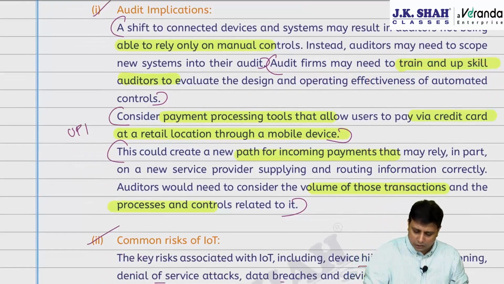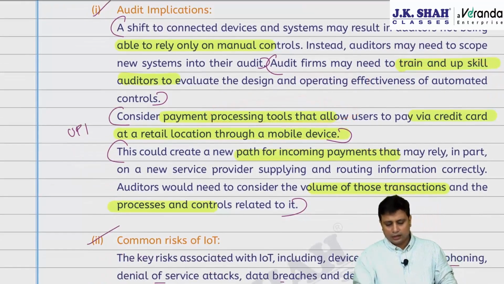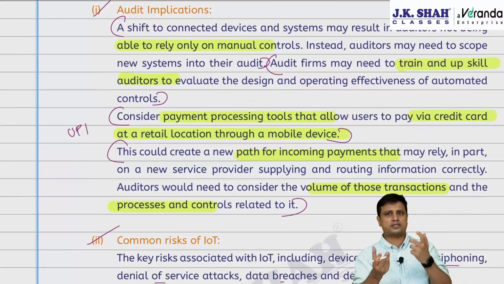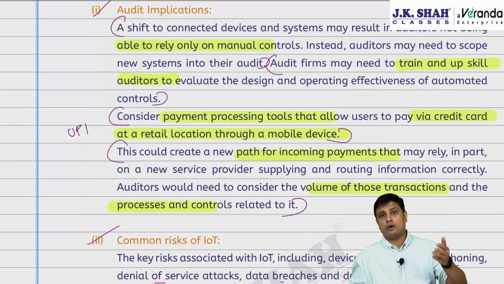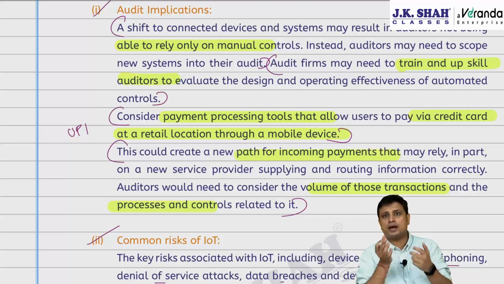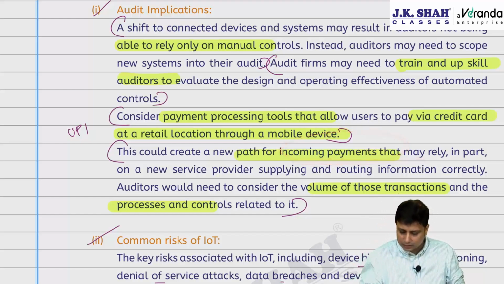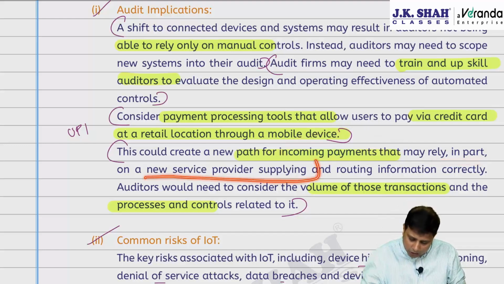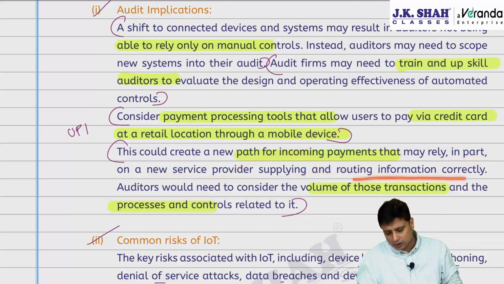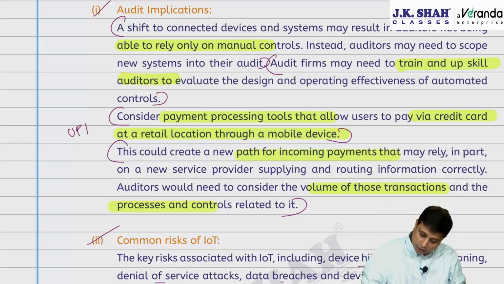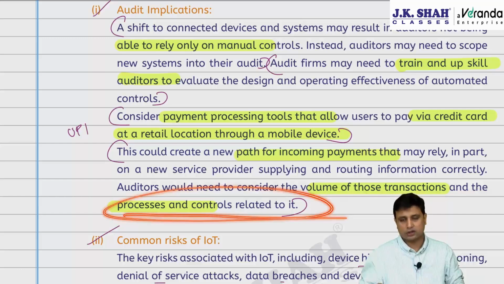Next, I will also consider the payment processing tool that allows users to pay via credit card at a retail location or through a mobile device. These days we pay via UPI. So when there is another payment tool available where we can pay via UPI, credit card, debit card, there is a new path for incoming payments that may rely in part on a new service provider supplying and routing information correctly. The auditor would need to consider the volume of those transactions and the processes and controls related to it.